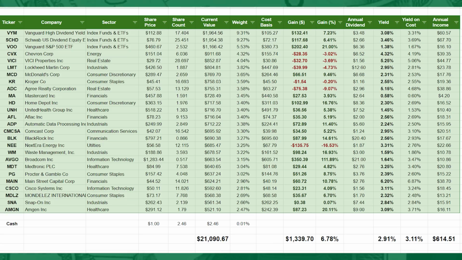It'll be interesting. Altogether now, this fund is valued at $21,090.67. It's projected to pay $614.51 in dividend income over the last 12 months. That is actually down a little bit from the last time we looked at the portfolio a few weeks ago, but the positions I sold out of were higher yielding positions, lower growth. And I really thought it was better to go in another direction.